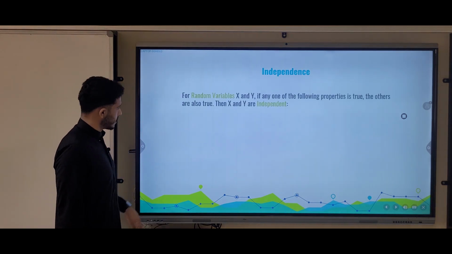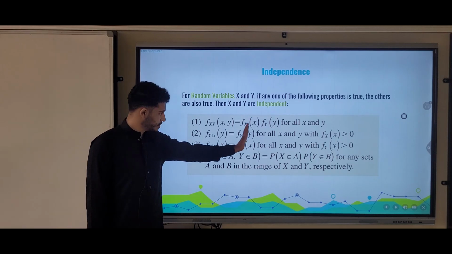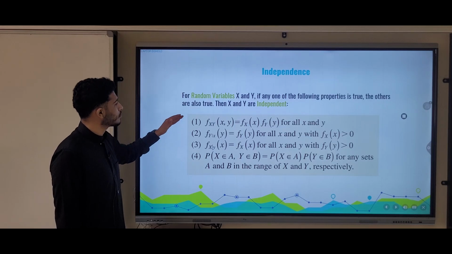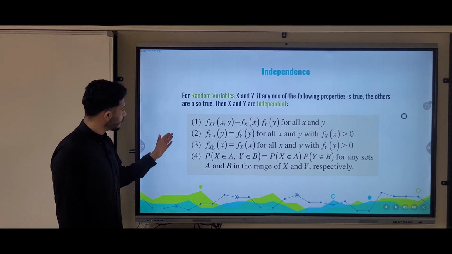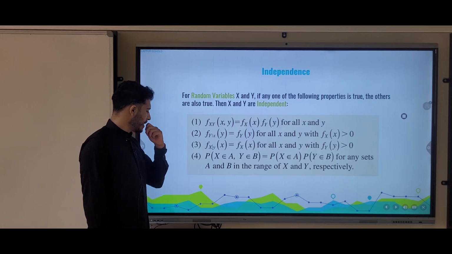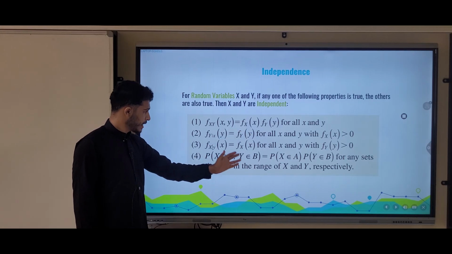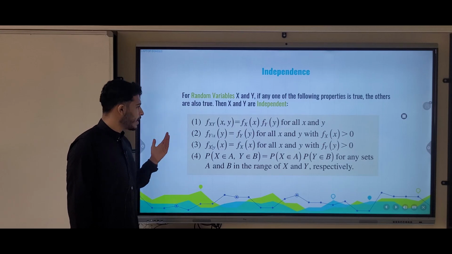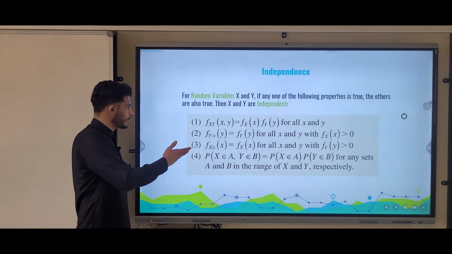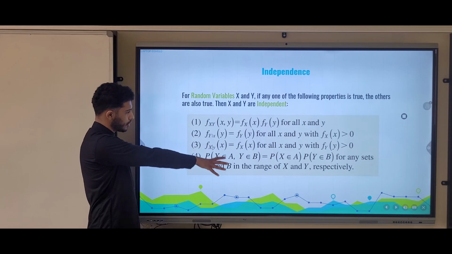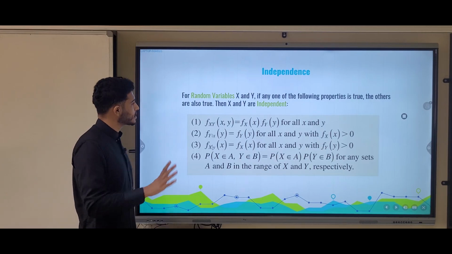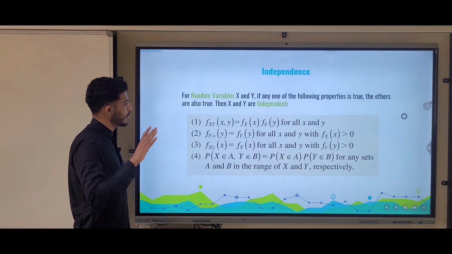Independence. Okay, let's talk about independence a little bit. So here are the 4 conditions or cases where you can make sure that your variables x and y are independent. If any one of these formulas, or any one of these statements here, is true, then you have independence. But if at least one of them is incorrect, then the rest are naturally going to be incorrect also. So it's either you prove one of them right or you prove one of them wrong, and this is gonna be sufficient to tell that you have either independence or not.